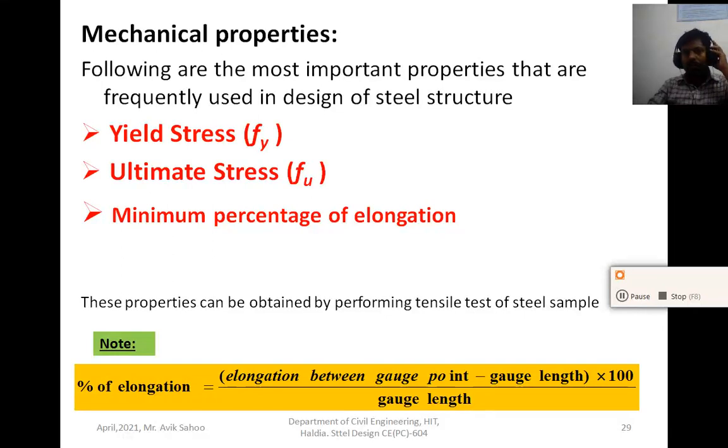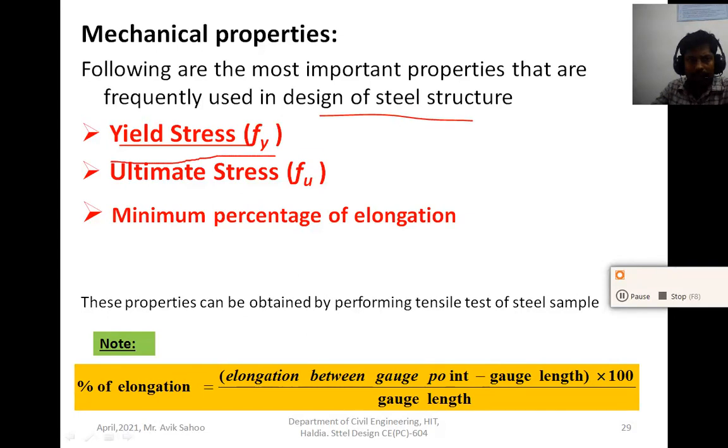Now some important properties which are frequently used in the design of steel structures. The yield stress: after the yield point, the material is inelastic. Up to yield stress, the material is elastic, and beyond yield stress, the material is inelastic.